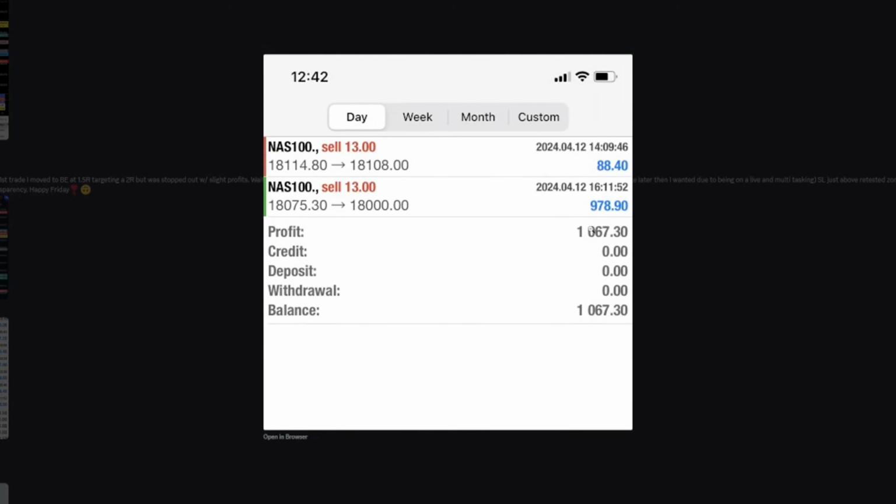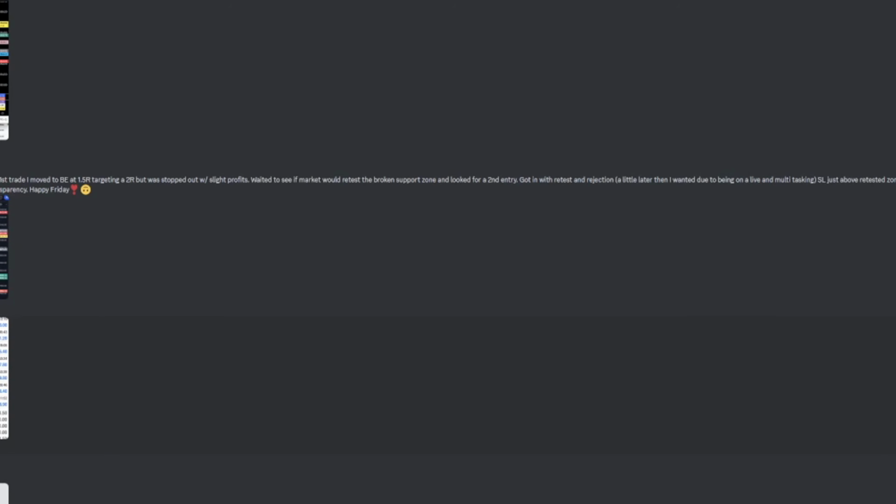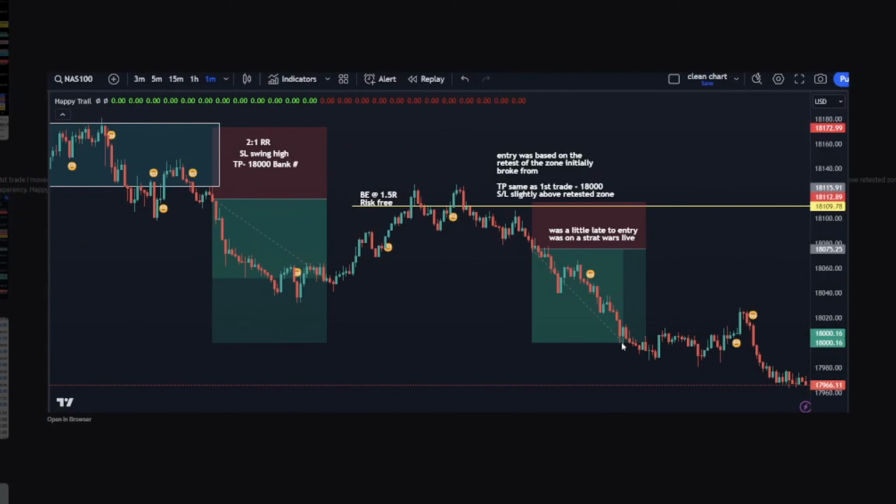So remembering I'm working with a 50K account, I had roughly about a 2R with that second trade that I took that day. And then I did have the previous smaller $88 win that was just me moving to slightly in profit to secure my first trade. So for the day, I ended up with $1,067.30, which isn't terrible. Not a bad day at all. It's actually pretty good considering that's like a 2R on this account.